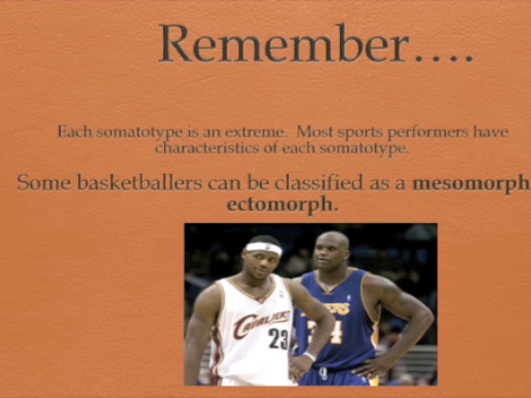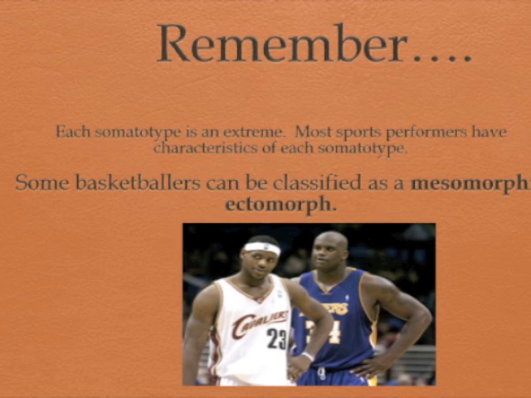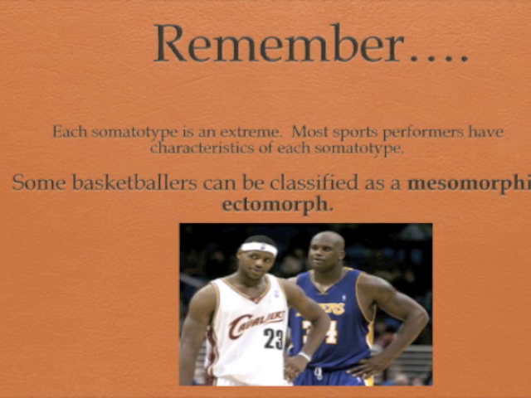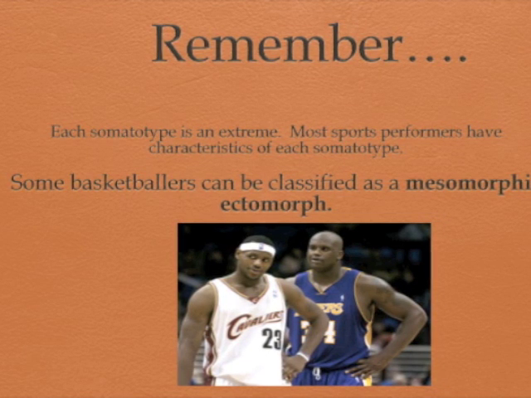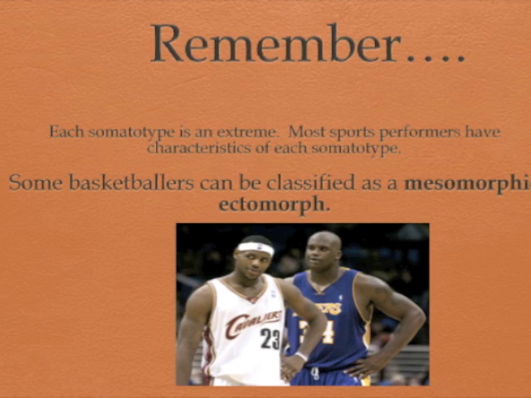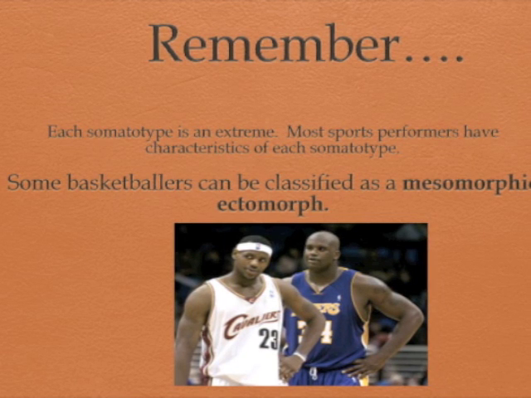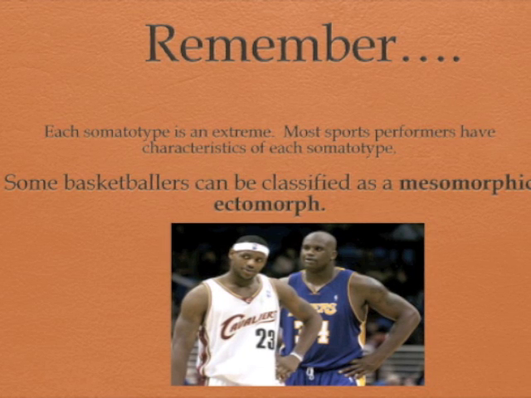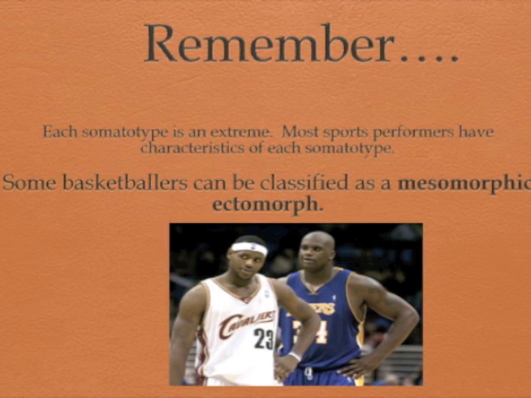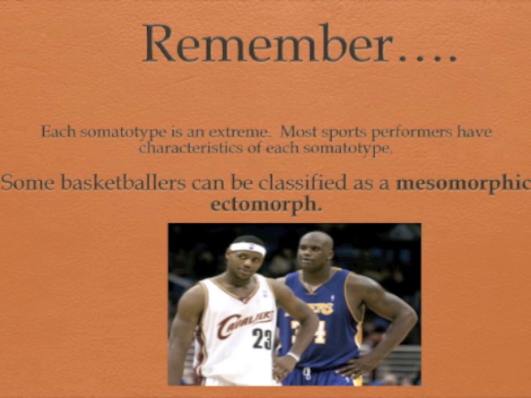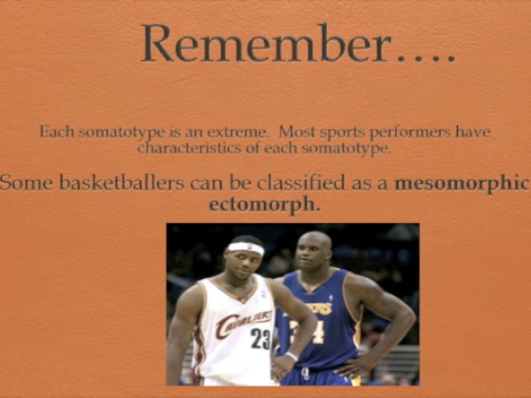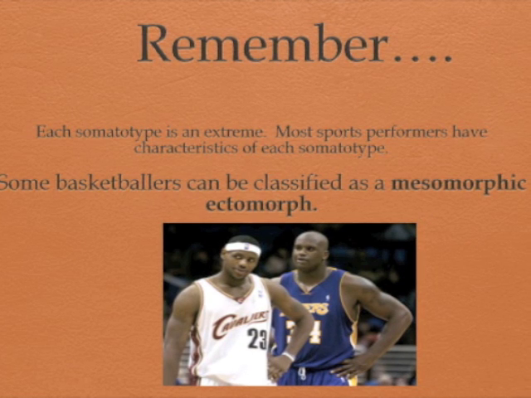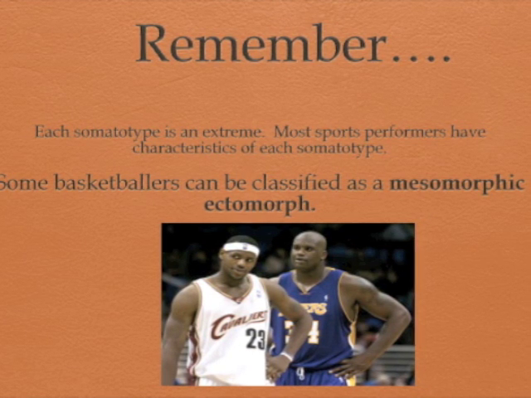It is important to remember that each somatotype previously mentioned is an extreme. Most sport performers have characteristics of each somatotype. For example, the basketballers shown on the page have characteristics of both mesomorph and ectomorph. Their tall, slim body shape is typical of an ectomorph. Their broad shoulders and muscular build is evident of a mesomorph. This means that these basketballers can be described as mesomorphic ectomorphs.